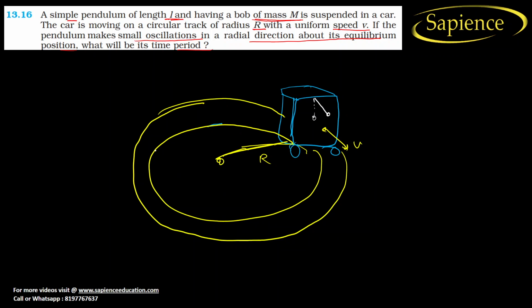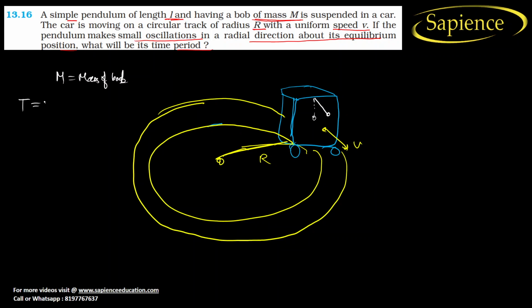A simple pendulum of length L and having a bob of mass M is suspended. M is the mass of the bob. The bob is suspended in a car. The car is moving on a circular track of radius R with uniform speed V. If the pendulum makes a small oscillation in a radial direction about its equilibrium position, what will be its time period? They want the time period for the oscillation.